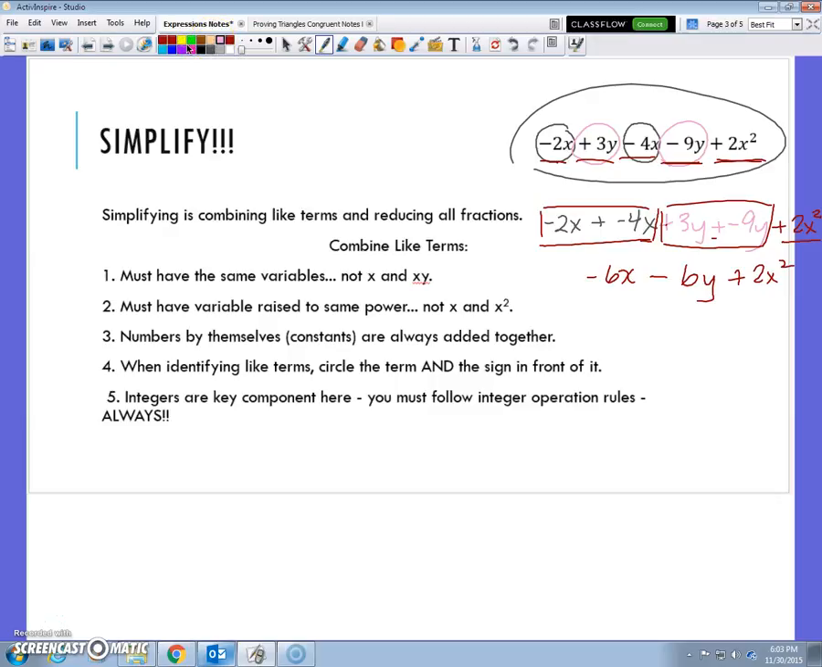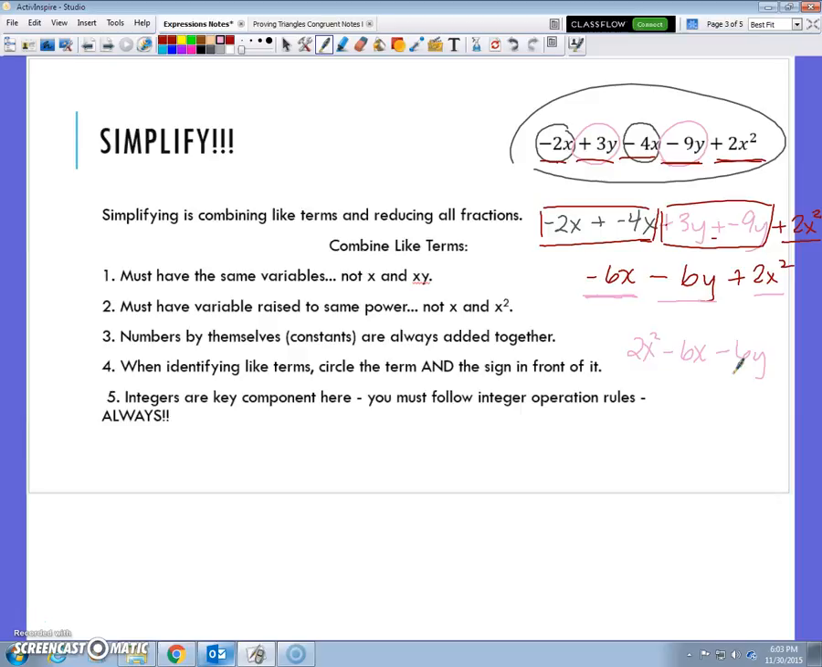What I need to do is write it in alphabetical order with the biggest exponents first. So x comes before y in the alphabet, so I need to put one of these first. In this case, I'm going to put the 2x squared first because it has a bigger exponent on it. Minus 6x comes next, and then minus 6y. He comes last because he's last in the alphabet. Life's not fair, little y. Okay, so there's your first example.